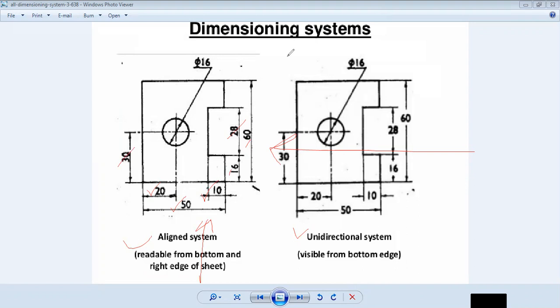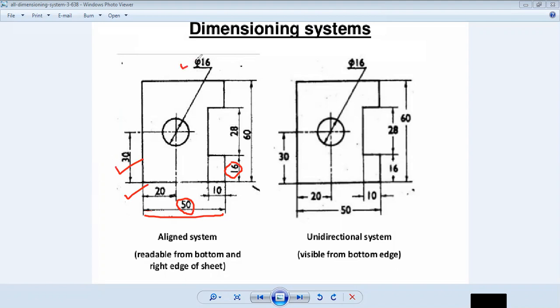Everyone getting it? Okay, one more thing: it is given a continuous line like this, and the numerical value is written above or on the left side. If the dimension is horizontal, you need to write it above the line like this. And if it is a vertical dimension, you need to write it to the left side like this. Clear?